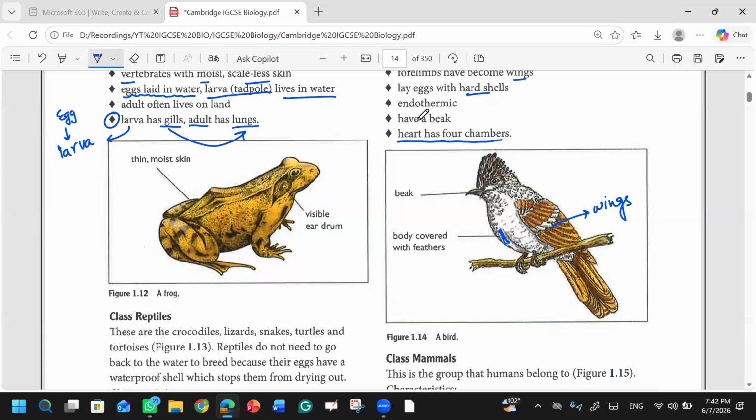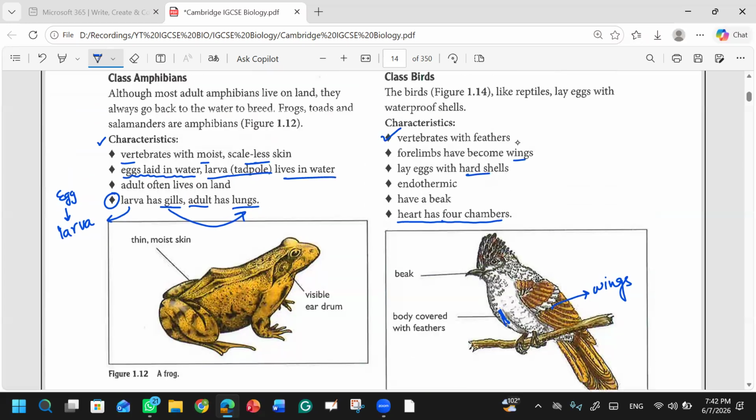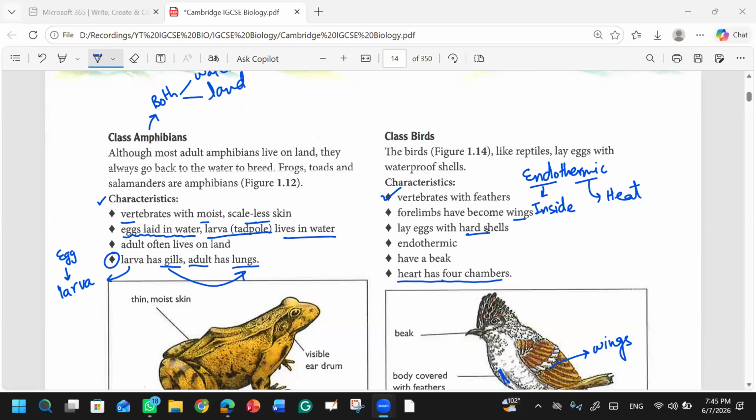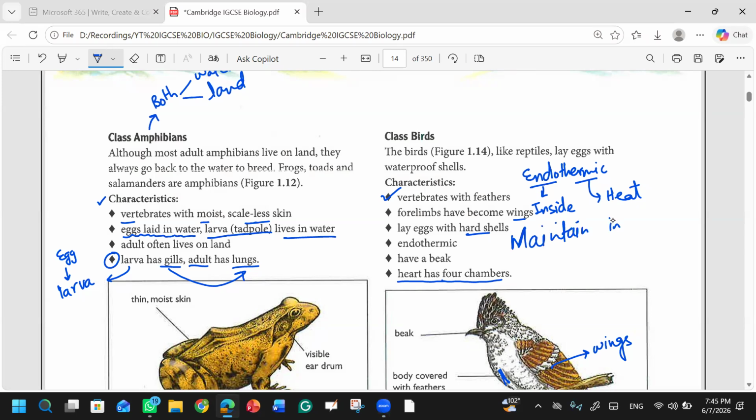Endo means inside, thermic means heat. Write it in your book. Endo means inside. Thermic means heat. Endothermic means that they maintain internal heat by different metabolic processes. That is why they are known as endothermic.